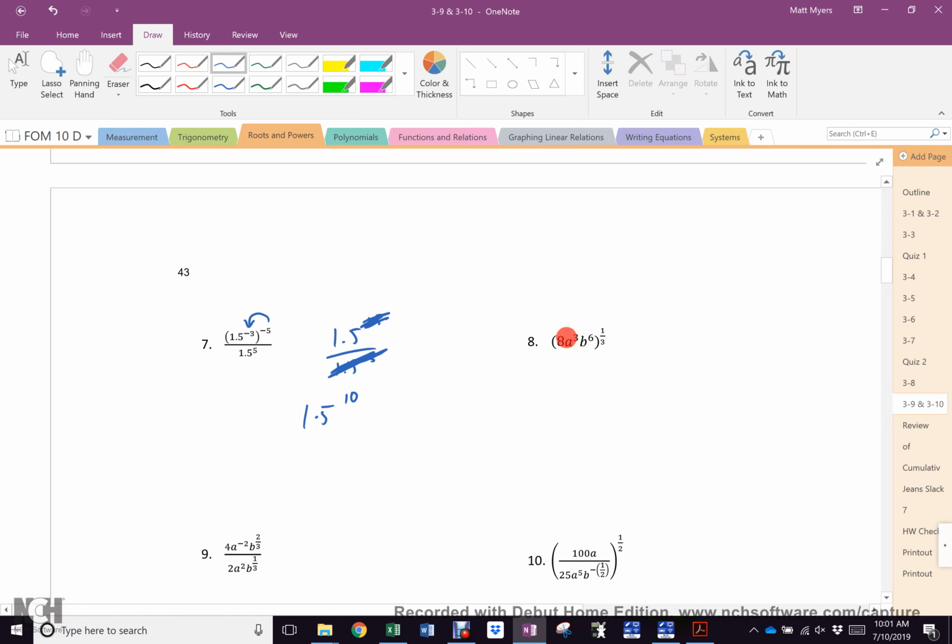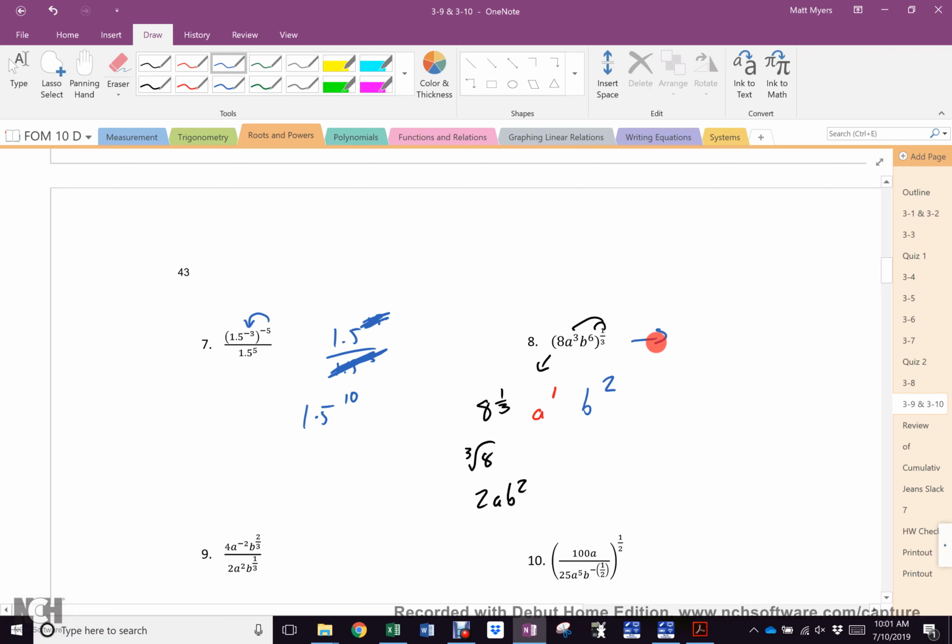Couple of ways I could do 8. One way I could do 8 is I could do inside the brackets, or I could do the exponent laws, couldn't I? So I could have 8 to the 1/3, a to the 1, and b to the 2. 8 to the 1/3 is the cubed root of 8, so it's 2ab squared. One way I could do it.